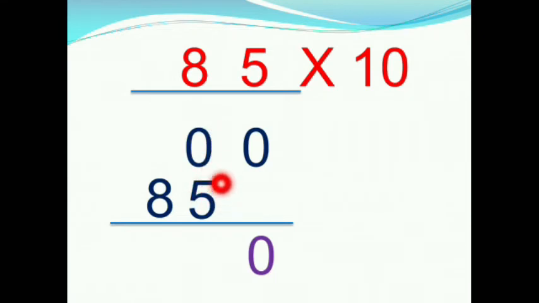They are 0 and 5. 0 plus 5 is equals to 5. Next we should add hundreds place digits. Here we have only 8. So we will write 8. Therefore, the product of 85 into 10 is equals to 850.